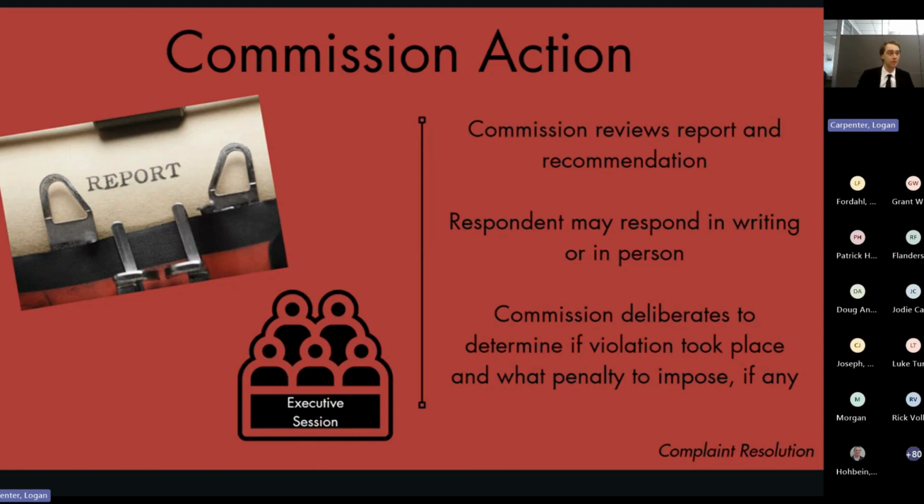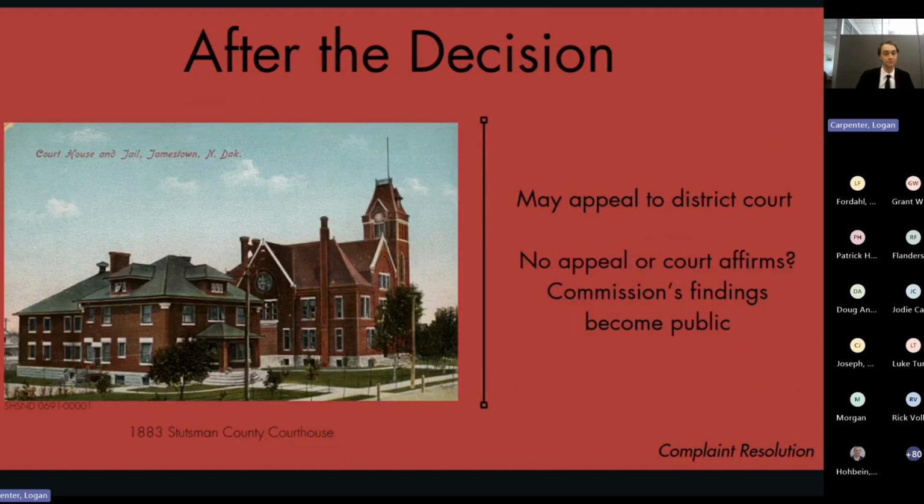So let's turn to what happens after the commission makes its decision. Following a determination an ethical violation occurred, a respondent has the ability to appeal the commission's finding to the district court where he or she is a resident under North Dakota Century Code Section 54-66-10. If the respondent does not appeal or the court affirms the commission's findings, the finding is no longer a confidential record under North Dakota Century Code Section 54-66-12. The commission will then make its finding of an ethical violation public.